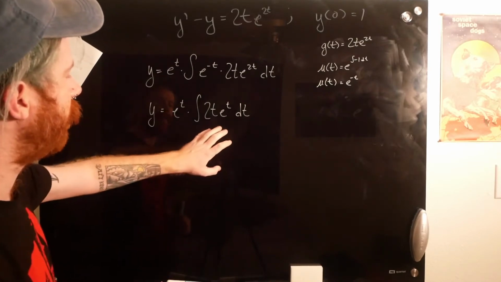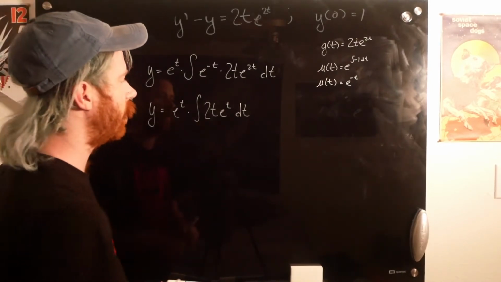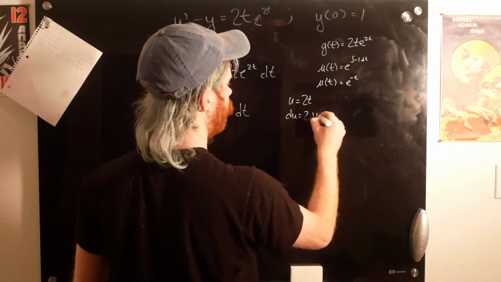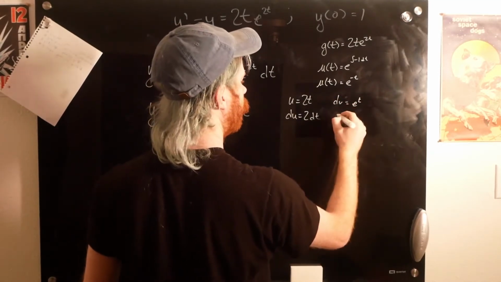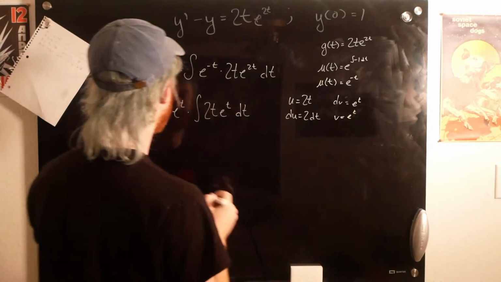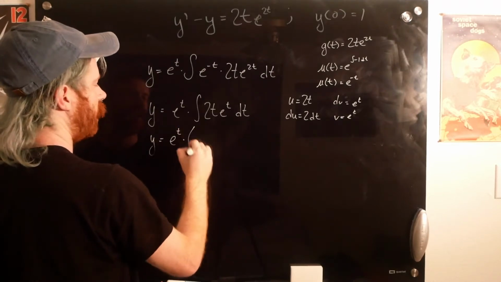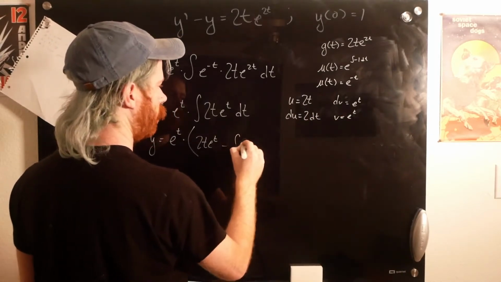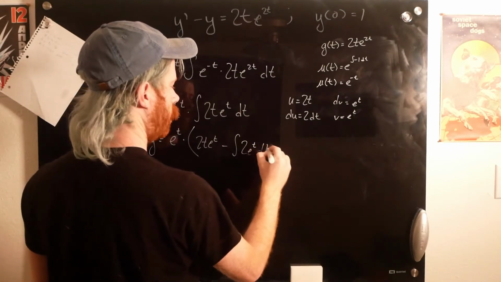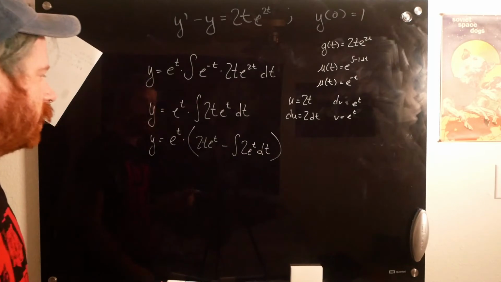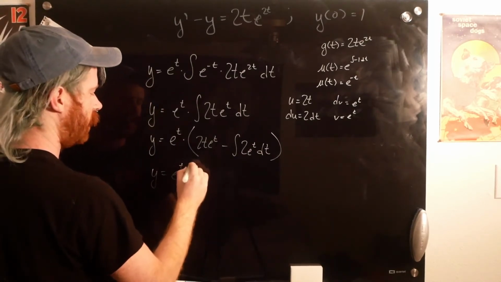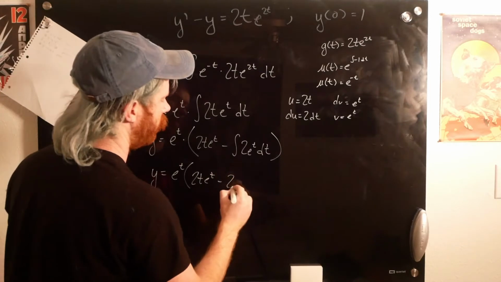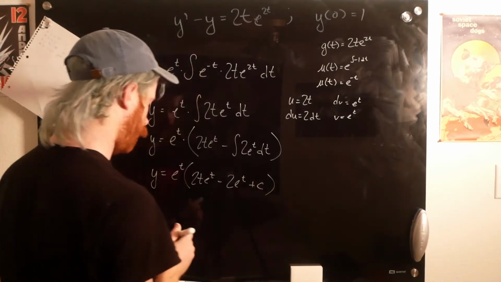So now that we have this, we can integrate, right? We just use integration by parts here. So u equals 2t, du equals 2 dt, dv equals e to the t, v equals e to the t still. So now we can integrate: y equals e to the t times uv minus the integral of v du, and we're only worried about the plus c on the end of this. So y equals e to the t times 2t e to the t minus the integral of 2 e to the t, which is just 2 e to the t. And then remember your constant of integration.